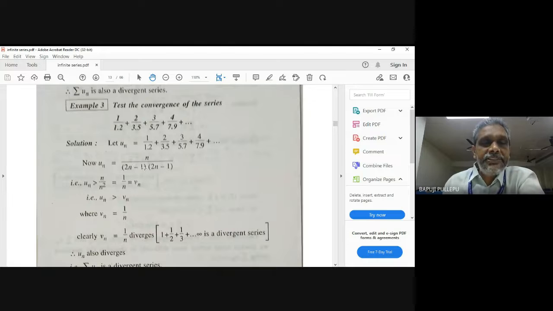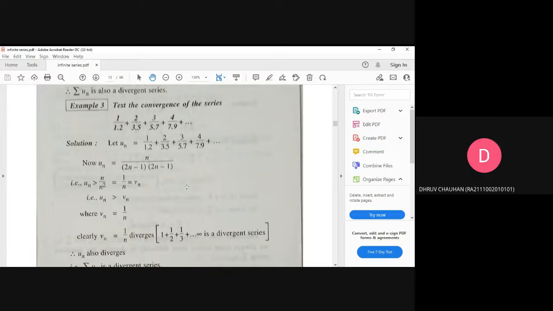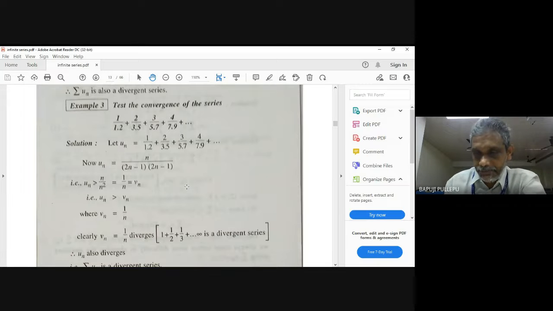You can change this, sir. Actually, this is a printing mistake, I think. 2n minus 1, 2n plus 1. Yes, sir. Thank you. Very good.